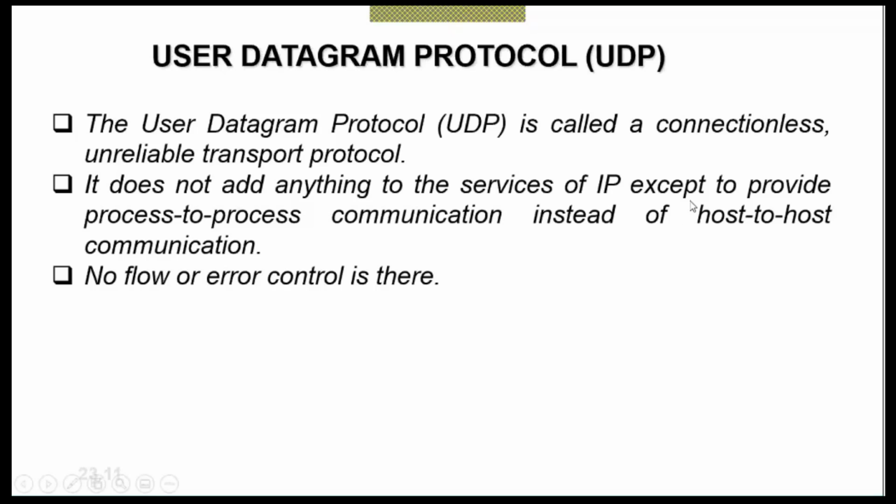वो जो IP provide करता है ना, वहीं पे उसने एक UDP लगा दिया, except to provide process to process communication instead of host to host communication. IP और UDP में एक ही difference है, IP host to host data लेके जाता है, UDP उसका just addition है कि उसने process to process communication कर दिया, बाकी जो IP कर रहा है वही UDP कर रहा है. That is the only reason why UDP is very simple in design. It has no flow control, no error control, no acknowledgement, nothing.